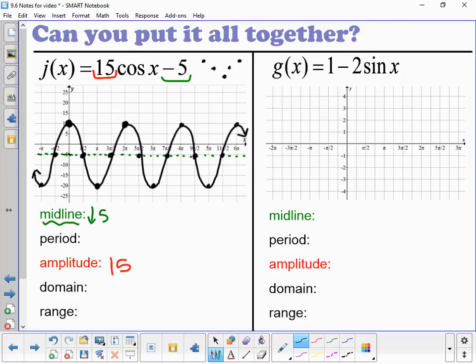Be careful on your ends not to show them continuing up. That's a common error. It does turn around and keep oscillating back and forth. It doesn't start going up high. So the period here was 2 pi. The domain is all real numbers, and the range in this case goes from -20 up to the highest value, which is 10. Okay, g of x, 1 minus 2 times the sine of x.